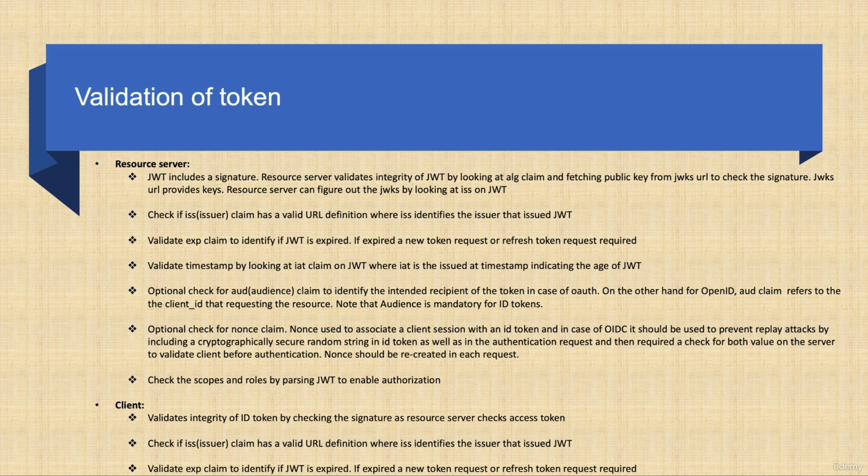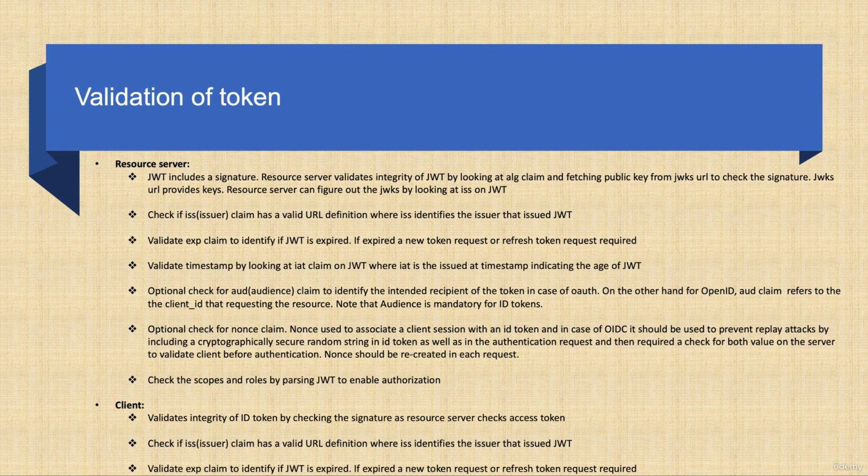Apart from that, iat can be checked, which shows the creation time and age of a token. Audience can also be checked on the access token to identify the intended recipient of the token. It has a different meaning for the OpenID Connect protocol, by the way, and is used to identify the client that is requesting the resource. And it is mandatory for the OpenID Connect protocol. We can also check nonce, which is an optional claim again. Nonce is used to associate a client session with an ID token and can be used to do a check on the server that the client retries to authenticate, by checking the nonce claim and comparing it with a request parameter or cookie on the request. This way replay attacks can be mitigated.